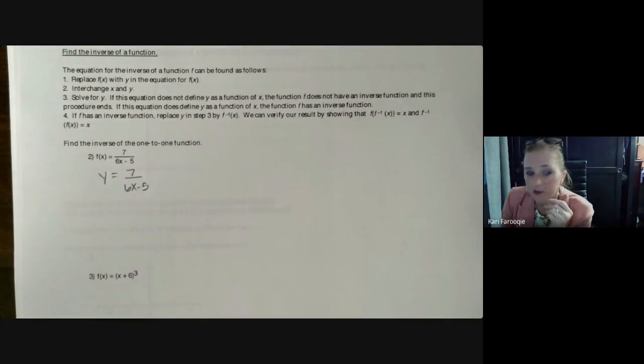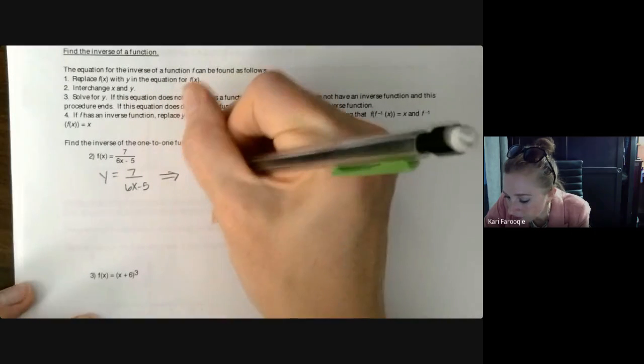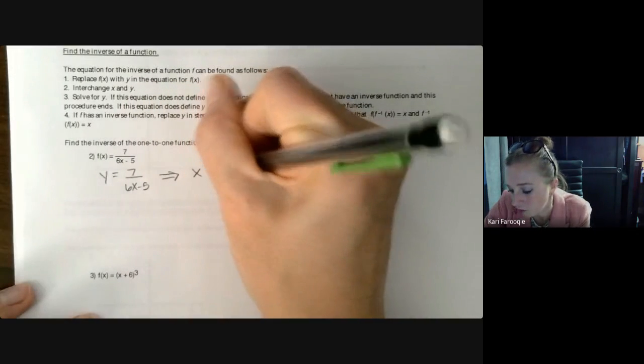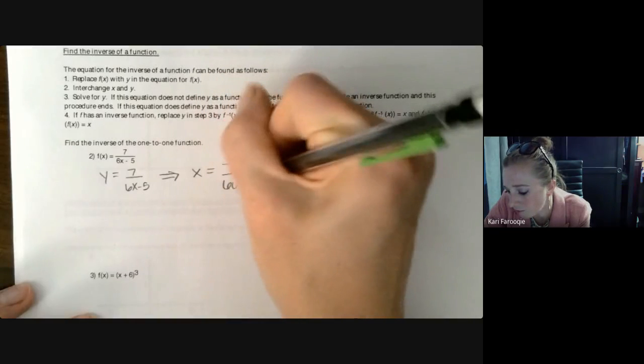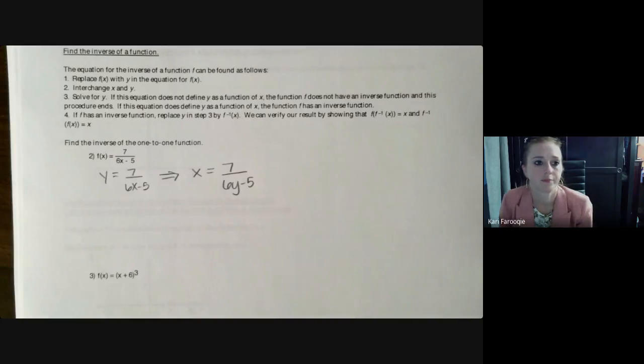The next step is to interchange x and y. That means switch them out. Everything else stays the same, but y changes to x and x changes to y. So instead of y equals 7 over 6x minus 5, it's x equals 7 over 6y minus 5. That is step 2. Now, step 3 is to solve for y. We'll read the rest of step 3 once we've done that.